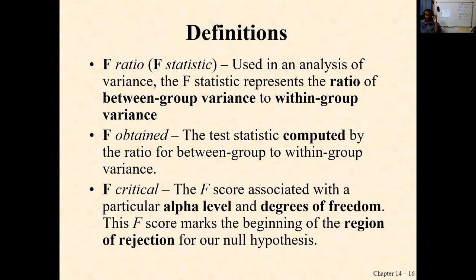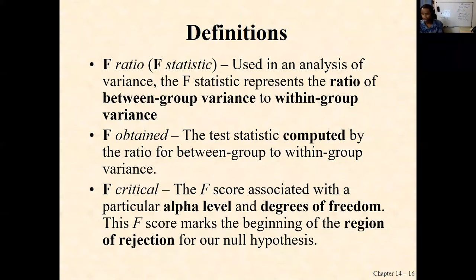And then we need to compare our F obtained to our F critical, okay? Now the F critical is the F score associated with a particular alpha level and degrees of freedom. This F score marks the beginning of the region of rejection for our null hypothesis. Once we find our F critical, this one is going to be our F obtained. This is going to be our critical value. We want our F obtained to be either at or above the critical value. If our F obtained is at or above the critical value, we reject the null hypothesis. If our F obtained is below our critical value, then we fail to reject the null hypothesis.